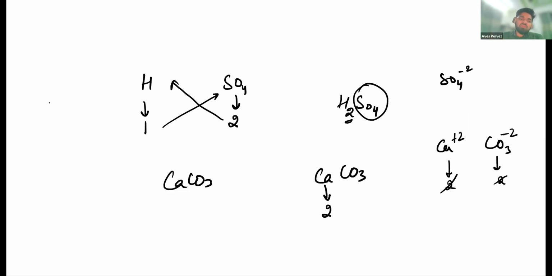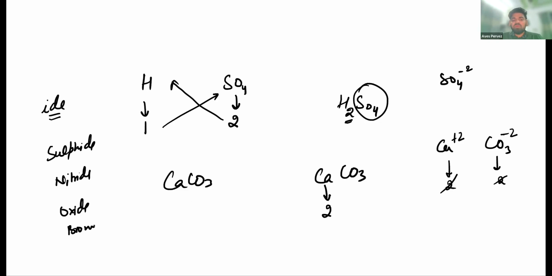Those elements that have IDE at the end, like sulfide, nitride, oxide, bromide, are only single elements, not double elements. For example, sulfide is S-2, nitride is N-3, bromide is Br-1. They are single elements.